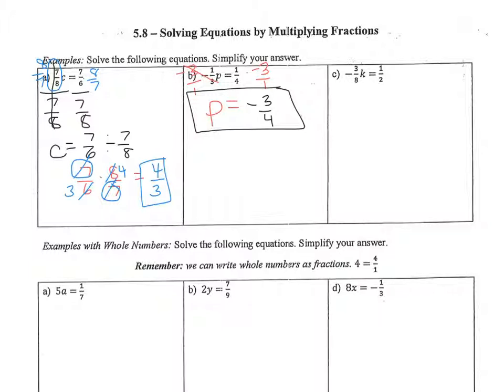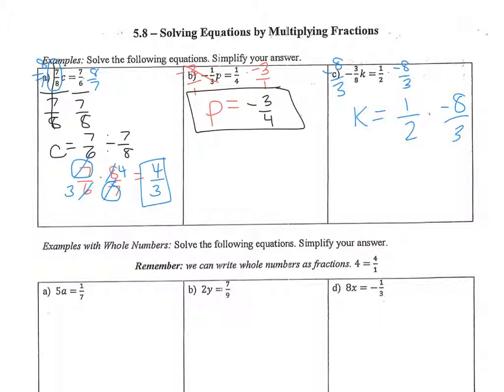There's no common factors in here, just besides canceling out the ones, but it's -3/4. And then letter C, look at the coefficient of the variable, which is -3/8. So multiply both sides by the reciprocal of -3/8, which is -8/3. I'm going to write this one a little bigger. So K is 1/2 times -8/3.